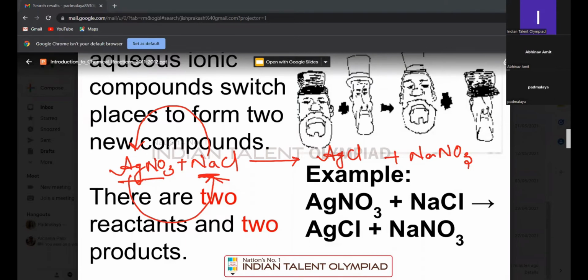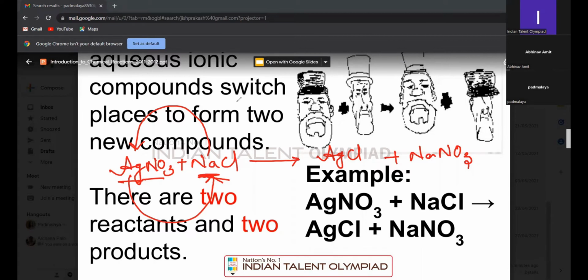Ma'am, why do they exchange their ions, ma'am? As sodium is making bonds with the nitrate ion and silver is making bonds with chlorine. Ma'am, why does this happen, ma'am?